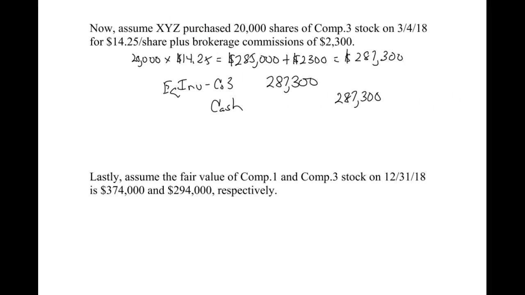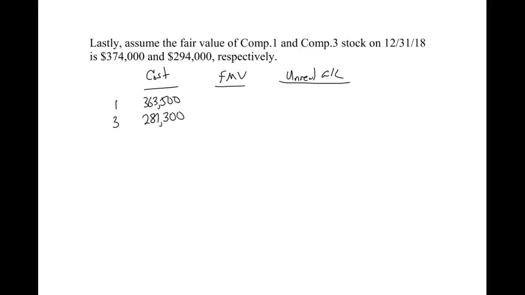All right, so let's scroll down and adjust it at the end of year 2. So remember, once again, the Kiso book says let's just wait, and then we'll just catch everything up, true up these accounts at the end of the period on the balance sheet date. All right, so that's fine. So let's set up a little table here where we've got cost compared to fair market value, and then that gives us our unrealized gain or loss. We have company 1 and company 3 now because company 2 is no more. So we have $363,500, and the cost for this was the one we just bought, $287,300. The fair market values are given as $374,000 and $294,000.